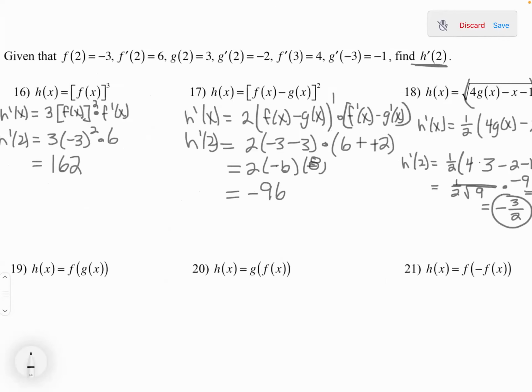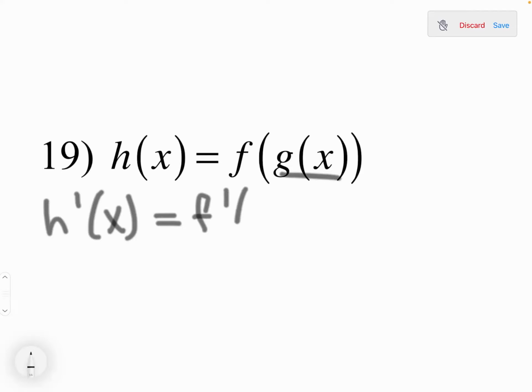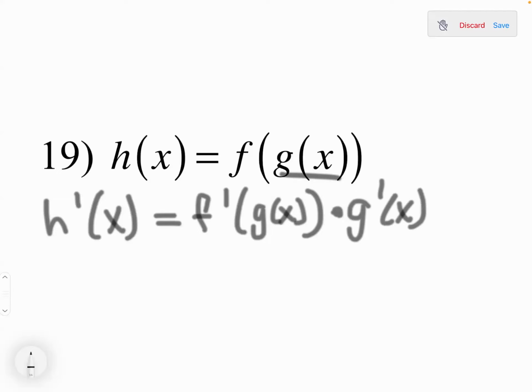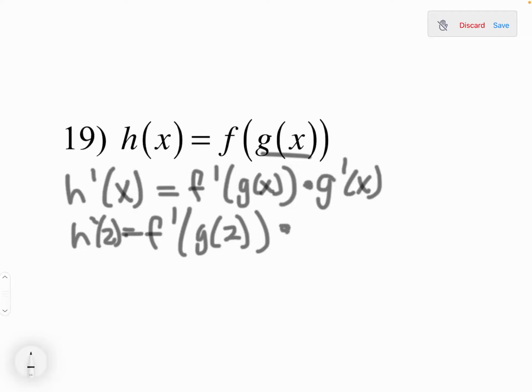Numbers 19, 20, and 21 are just classic chain rule problems. h prime of x, we have a composition of an outside function and an inside function. So we're going to take the derivative of the outside function. We're going to leave the inside function alone. And then we're going to multiply by the derivative of that inside function. So in this case, h prime of 2 would be equal to f prime of g of 2 times g prime of x.